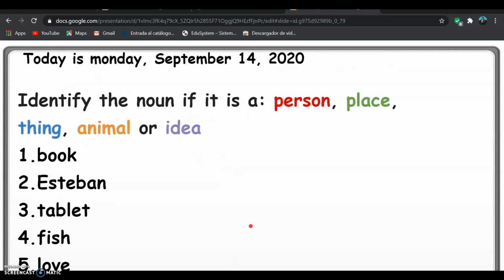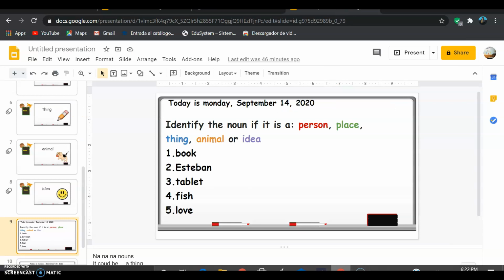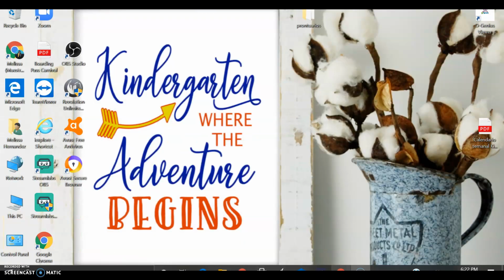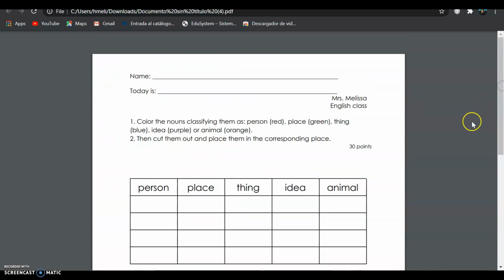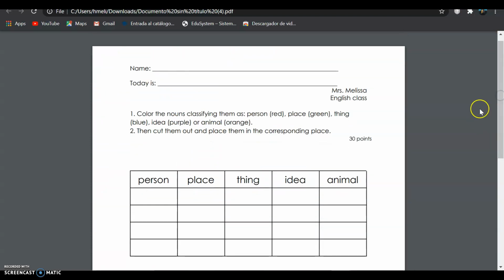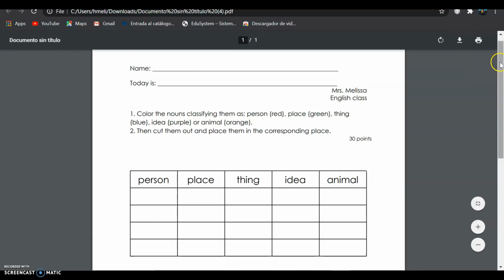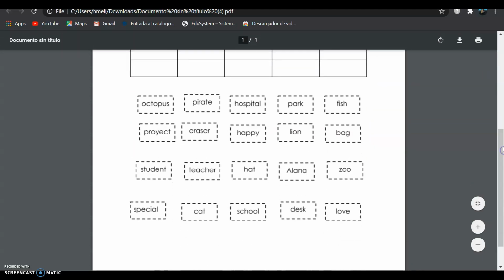So today we're going to do this work. Vamos a imprimirlo en casita. And this is a special work. We're going to color the nouns, classifying them as person red, place green, thing blue, idea purple, or animal orange. ¿Y qué voy a clasificar? These words, estas palabras, voy a clasificarlas.